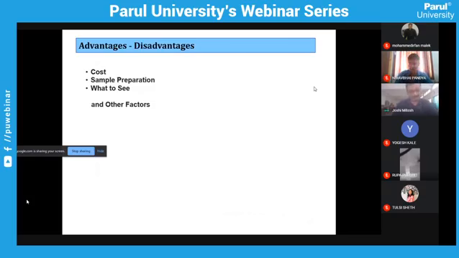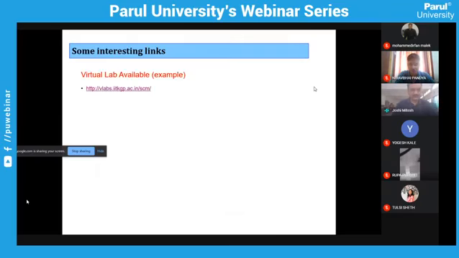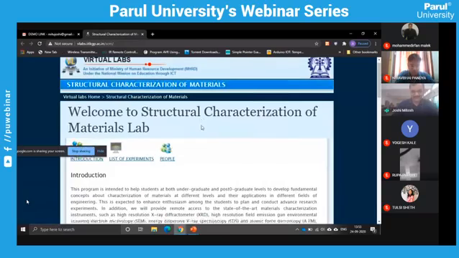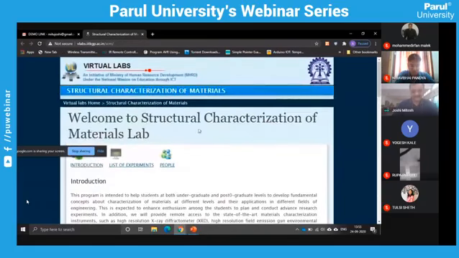But the information provided by the SAM is very useful. Some important links for the fellow students. This is a virtual lab going on at IIT Kharagpur. This virtual lab provides you the actual structure characterization. So this is just an image of this. I have connected this structural characterization of material.